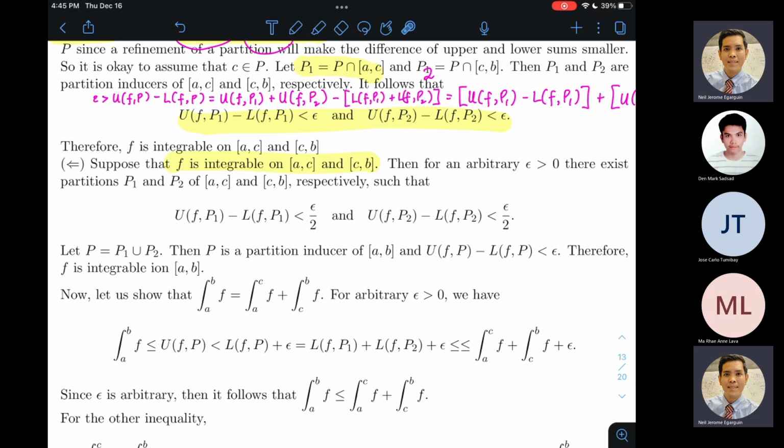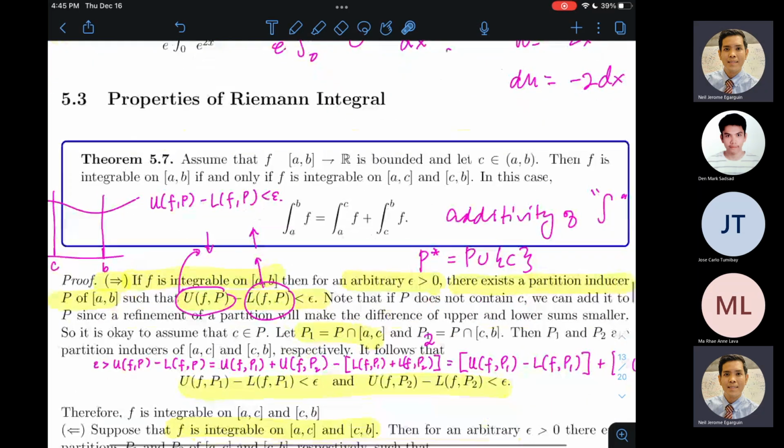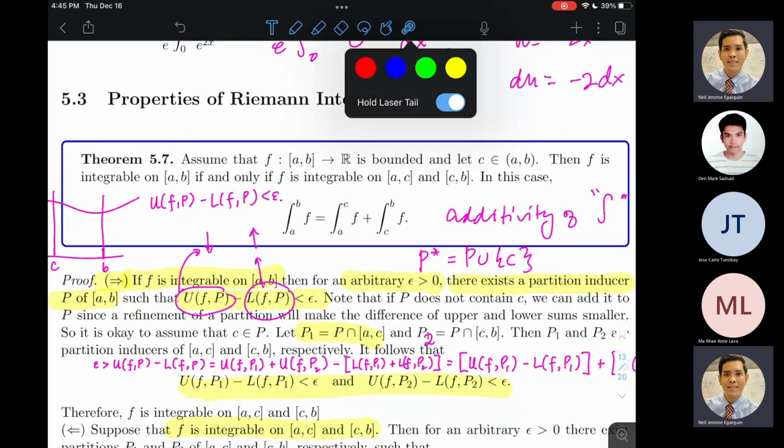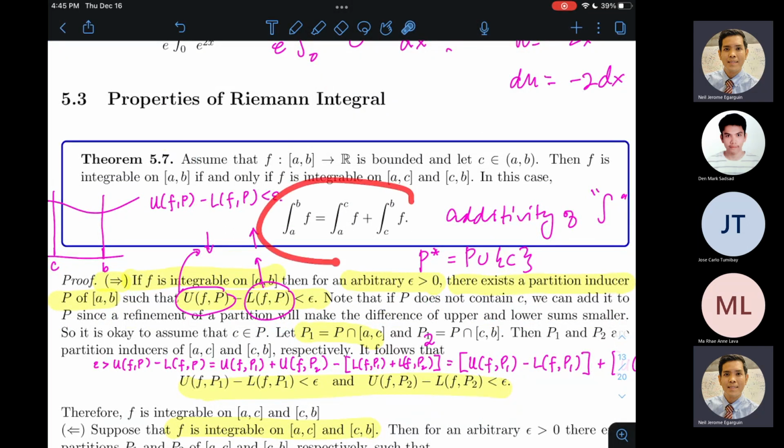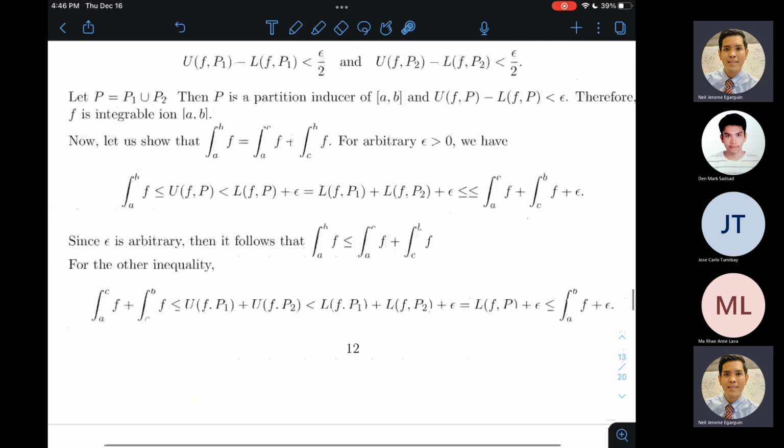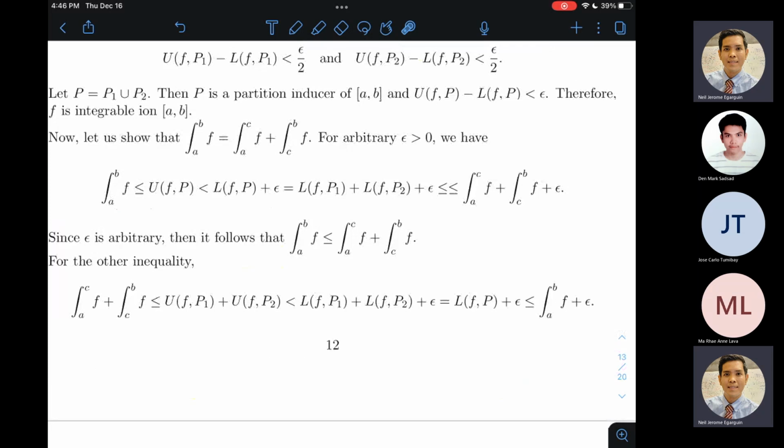Now, there is an additional statement here. If f is integrable on the closed interval a, b, then this equation is true. So ito yung additivity ng integral. So pag hinati mo yung closed interval a, b sa dalawang parte, dalawang disjoint parts, then the sum of the integrals over those two disjoint parts ay equal dun sa integral ng buong interval. All right? So paano siya nangyayari? Well, it will be a play on the inequalities involved.